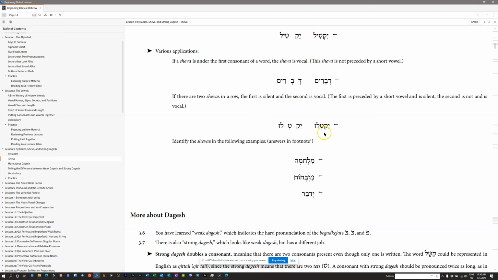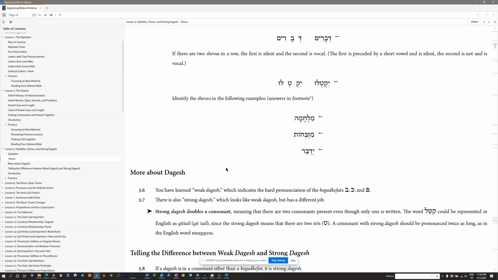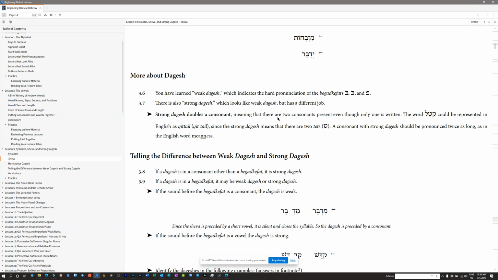If there are two shvas in a row within a word, then the first one will be silent, the second one will be vocal. Okay? Now there is one situation where you actually get two of them together at the end of a word, in which case they're both silent. That's a particular verb form, but you don't need to worry about that at this point.